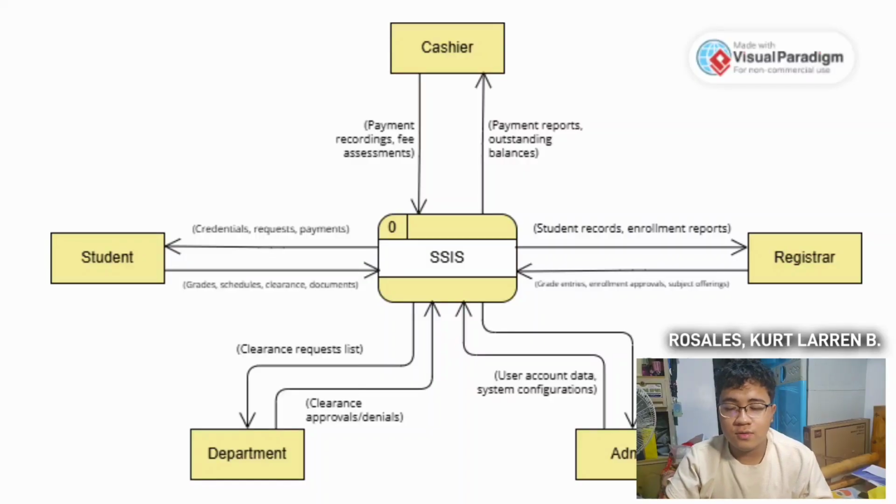Now moving forward to the data flow diagram, starting with the Level 0 context diagram. Of course, this diagram just gives us the context, or the surface-level data flow of the system of Tech University, wherein the entities, students, cashier, registrar, department, and admin, interact within the central system, which is the Student Services Information System of Tech University.